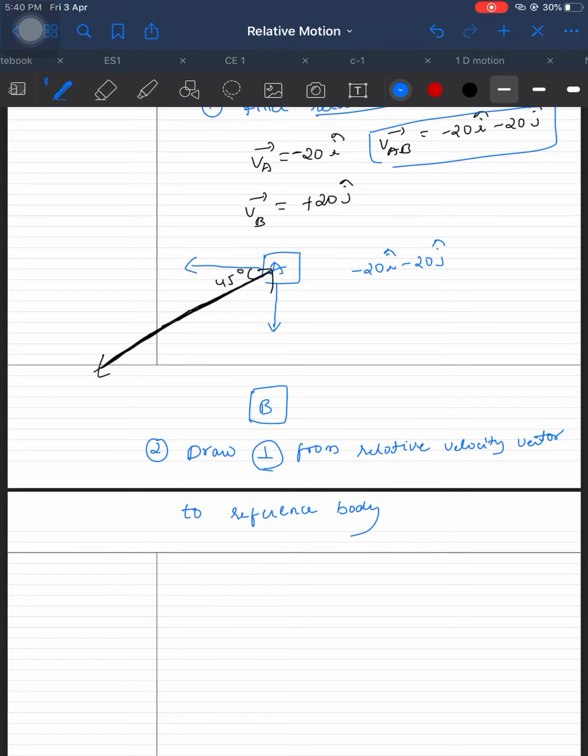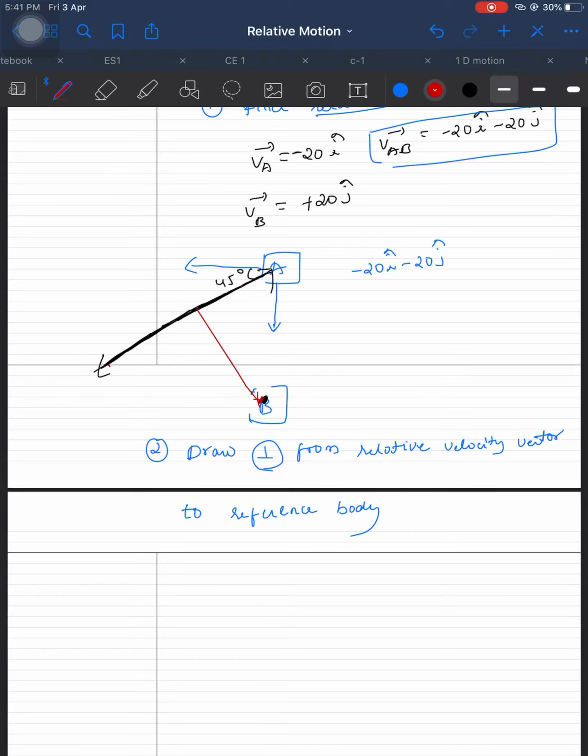Why are we drawing a perpendicular? Because the question is to get the minimum distance. See, this is B. Minimum means the shortest distance between these two. What will be the shortest distance? If I draw a perpendicular from here to here, it will be the minimum distance between the two bodies, the reference and the velocity line.